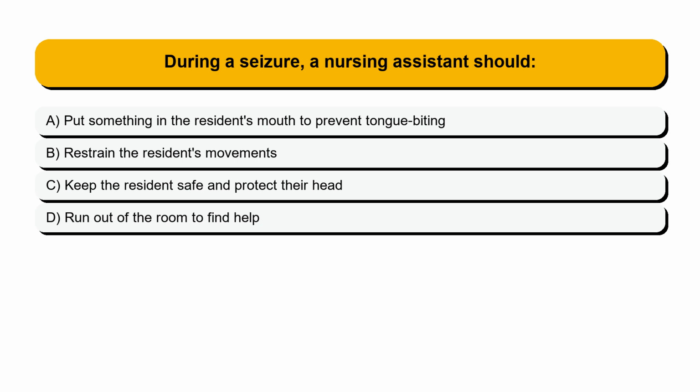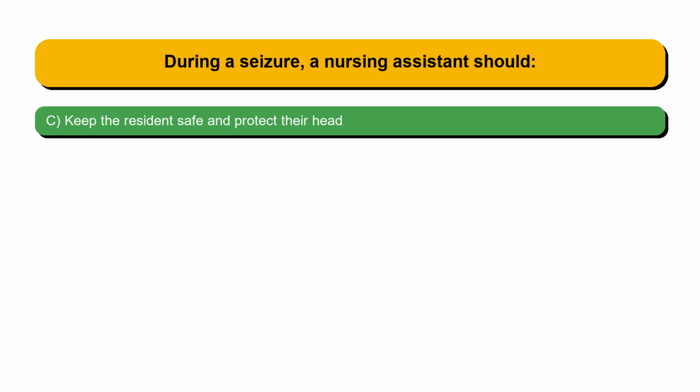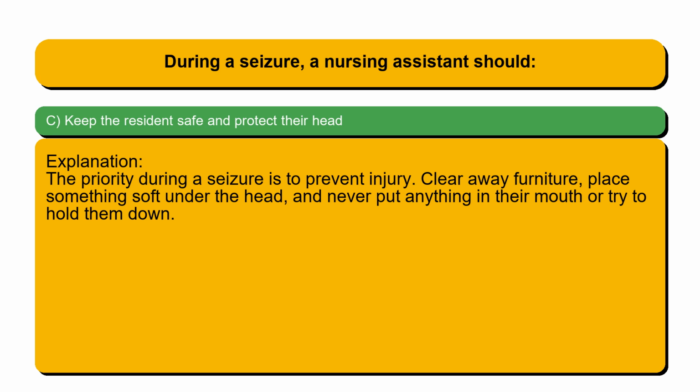Question 50. During a seizure, a nursing assistant should option A, put something in the resident's mouth to prevent tongue biting. Option B, restrain the resident's movements. Option C, keep the resident safe and protect their head. Option D, run out of the room to find help. The correct answer is option C, keep the resident safe and protect their head. The priority during a seizure is to prevent injury. Clear away furniture, place something soft under the head, and never put anything in their mouth or try to hold them down.